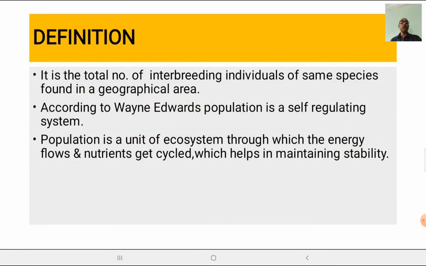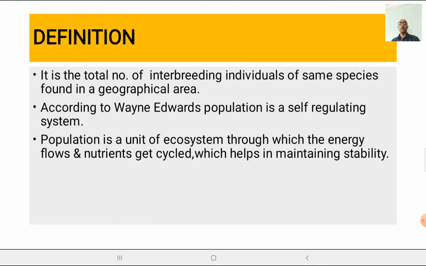As far as the population definition is concerned, it is the total number of interbreeding individuals of the same species that are found in a geographical area. So, they constitute a population. That means, all the interbreeding individuals of the same species found in a geographical area constitute the population.